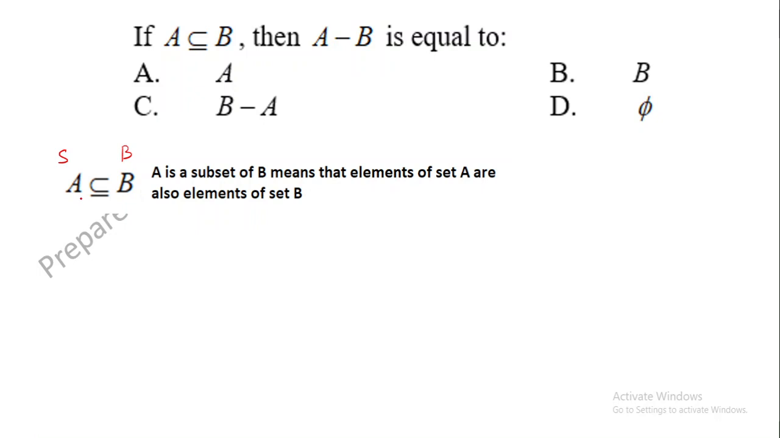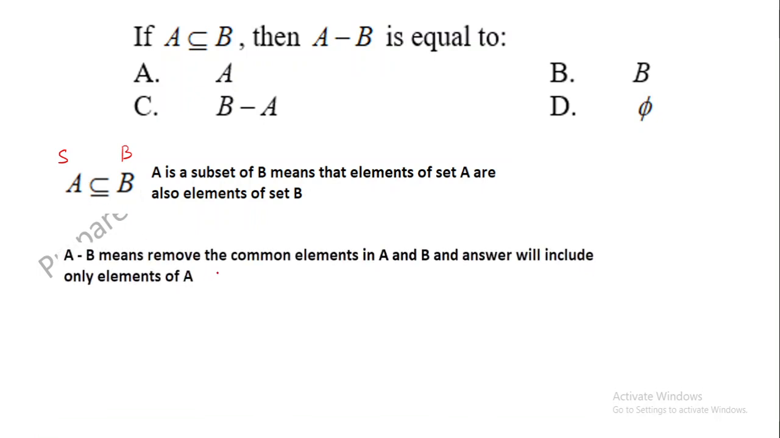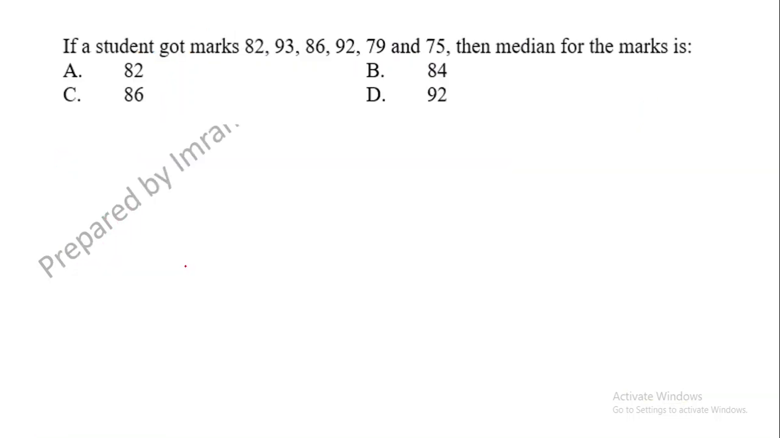So when you subtract a minus b, what is the meaning of a minus b? It removes the common elements which are in both a and b, and the answer would have the elements of a, because the elements of a are coming from b. So when you subtract, what is left behind? Nothing. So what is the option? D.